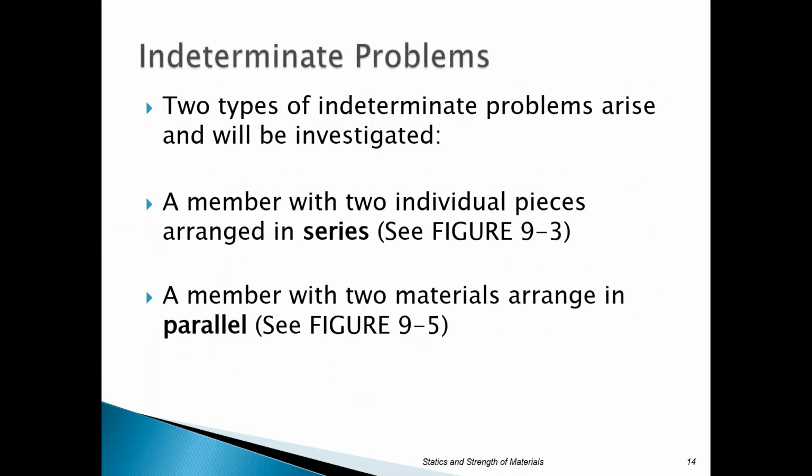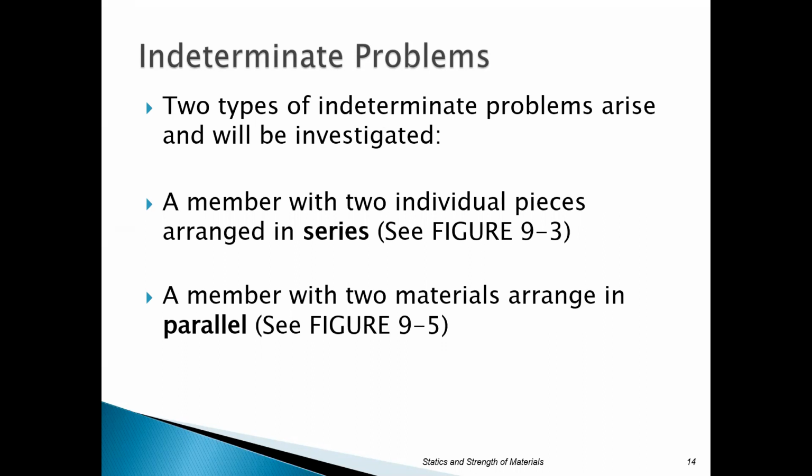So there are two types of indeterminate problems that we can see and we'll investigate. One is where we have a member with two individual pieces arranged in a series. Now, we're not going to talk about multiple different types of materials. We're typically going to be talking about two. For instance, concrete and steel bonded together, or you might have brass and aluminum bonded together. So usually two materials. We can either arrange these in what we call a series configuration, or we can arrange them in what we call parallel.